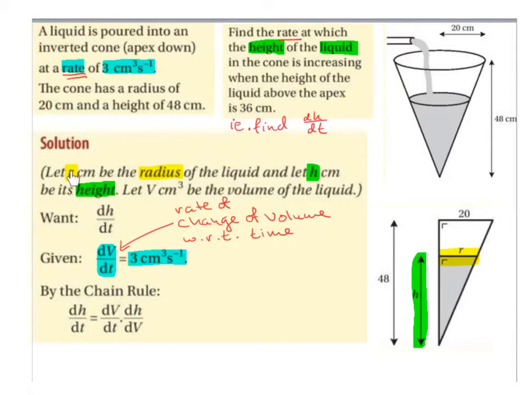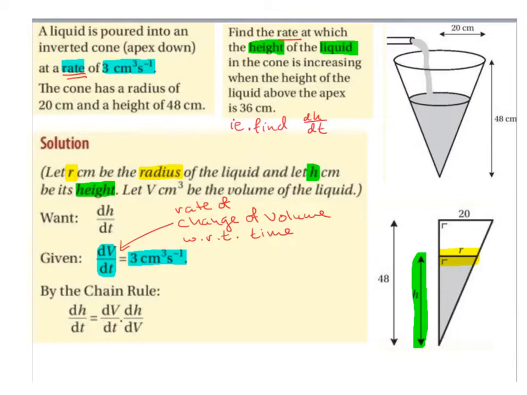So we're going to let r centimeters be the radius of the liquid. So this grey section is the liquid. So this r here is the radius of the liquid. And h is the height of the liquid, so this is h. We're going to let v centimeters cubed be the volume of the liquid.